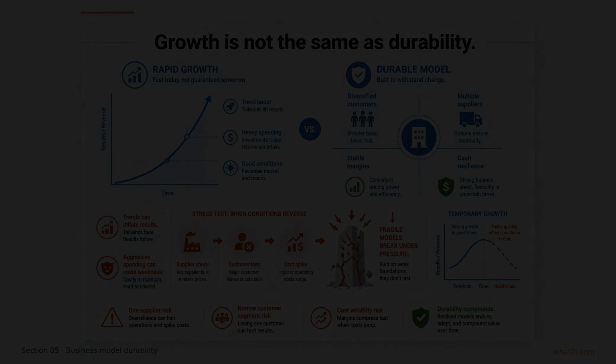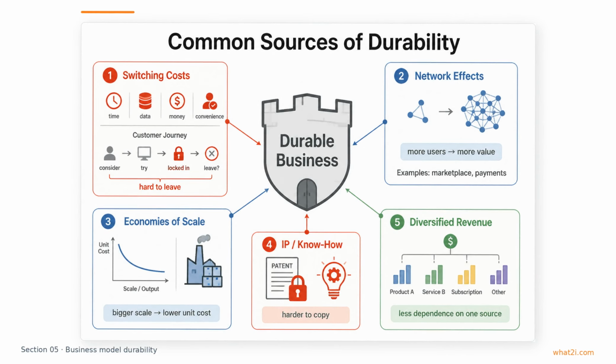Several common features can make a business model more durable. Switching costs help when customers would lose time, data, convenience, or money by leaving. Network effects matter when added users increase value for other users, making the platform harder to replace.